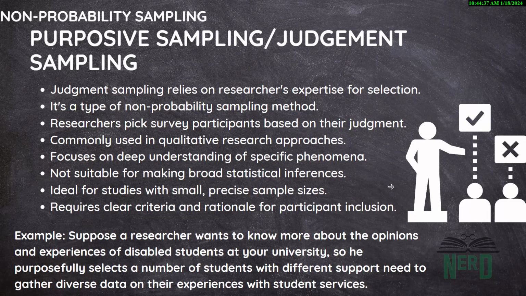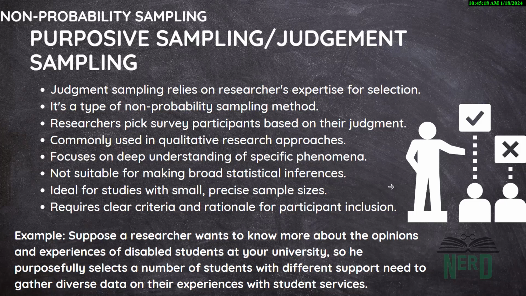This one's a bit like choosing players for a basketball team based on their skills. In research, it's when the researcher picks people for a study because they have got something specific to contribute. Let me tell you how it works. Researchers use their know-how to pick the right people for their study. It's not random, it's about finding folks who can provide the most useful insights. This method is super common in studies where you're diving deep into a topic, like understanding personal experiences, or when you're working with a small group.